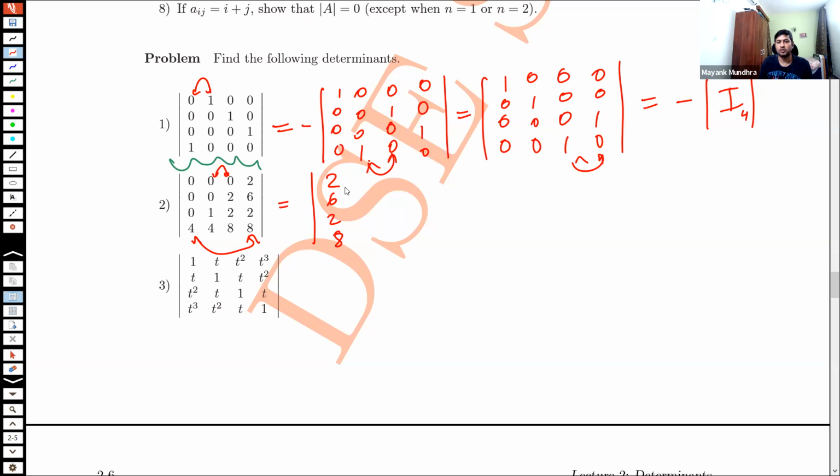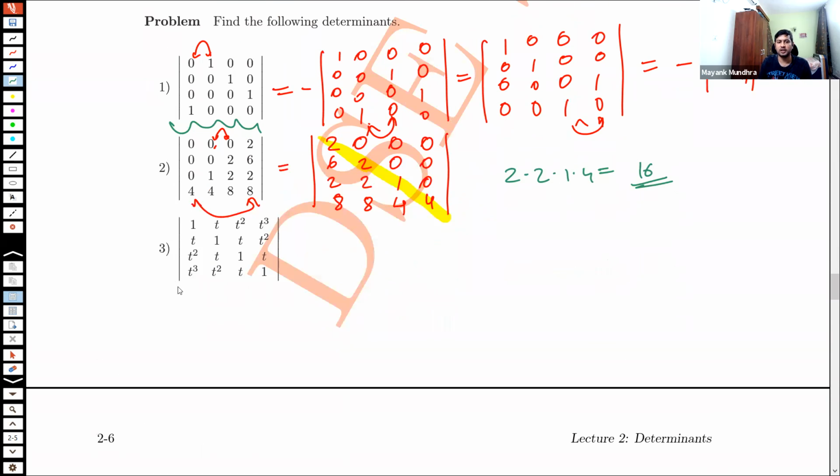Okay. This row comes here. So 0, 2, 2, 8. This row comes in the third place. So 0, 0, 1, 4. And the final row is going to be 0, 0, 0, 4. So now the diagonal entries are these. So the final determinant value is going to be 2 into 2 into 1 into 4. So that's 16.